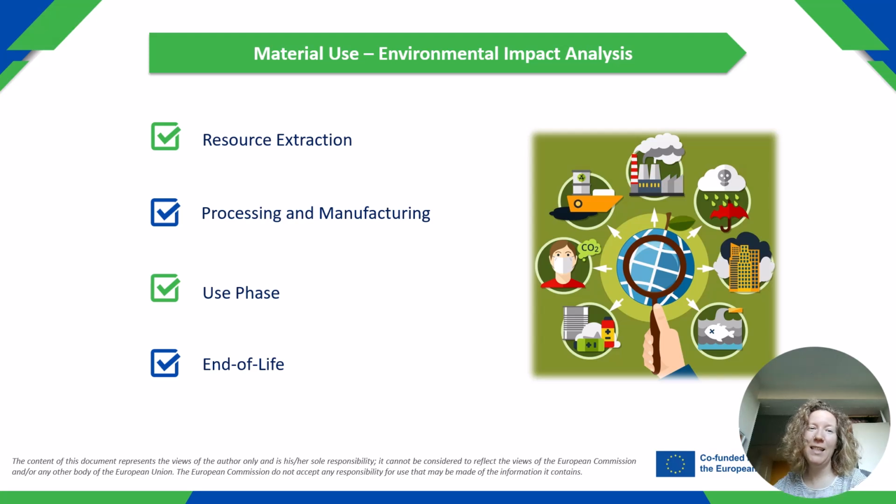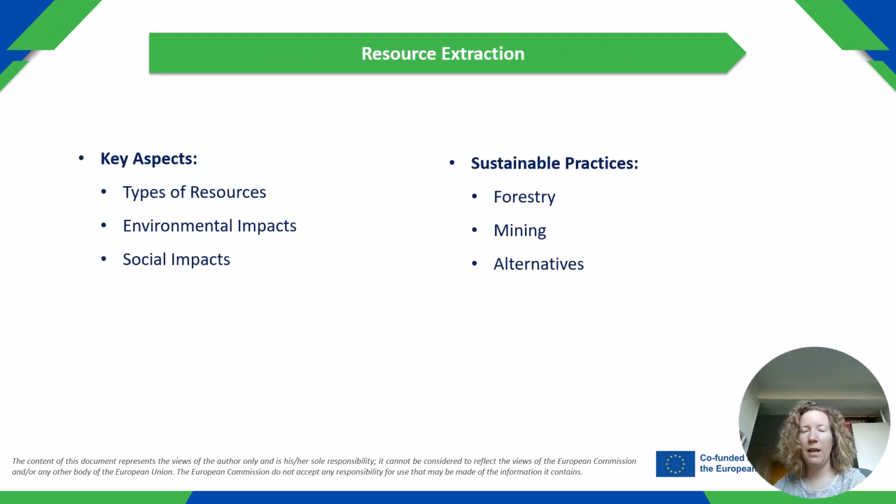Material use. Let's talk about environmental impact analysis. In the context of circular design, understanding the environmental impact of materials is crucial. This involves evaluating the entire life cycle of materials, from extraction and processing to use and then finally disposal. Key factors to consider include resource extraction, processing and manufacturing, the use phase, and end of life.